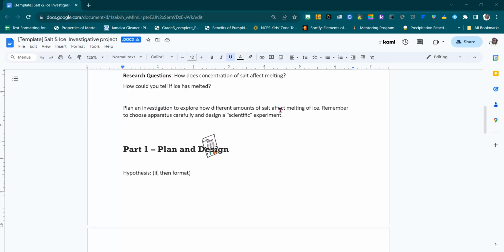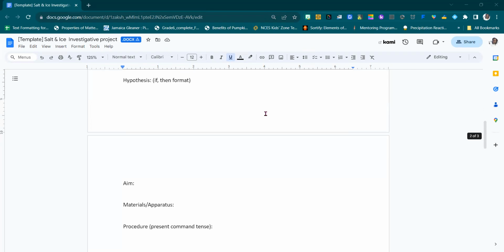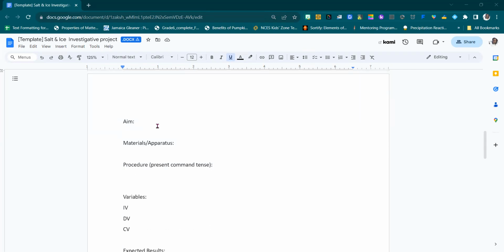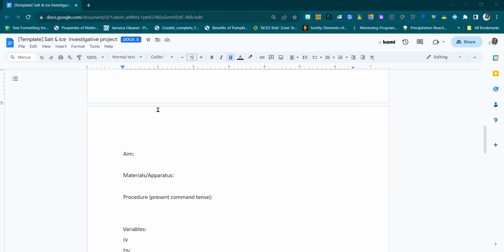Then it's time to start planning. First part is a plan and design. You're going to come up with your hypothesis using the if-then format. Remember, it is if followed by the independent variable, then followed by the dependent variable. Think about the variables, then apply them. Next, you're going to have your aim. What is it that you're setting out to do? Your aim must be related to your hypothesis.